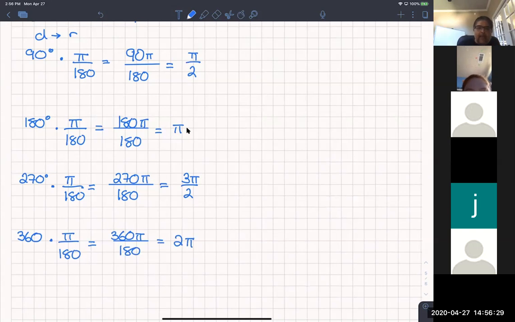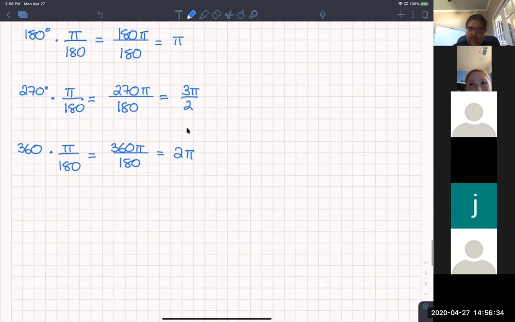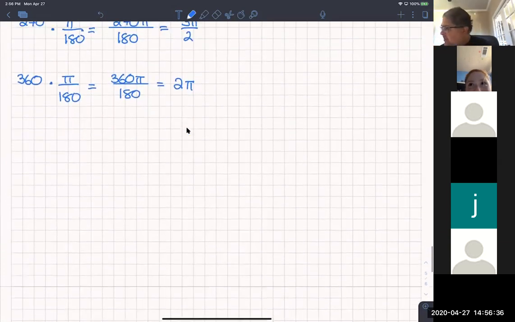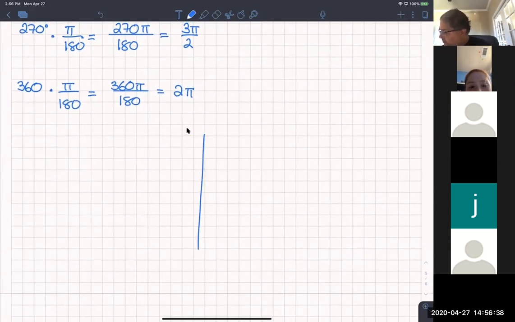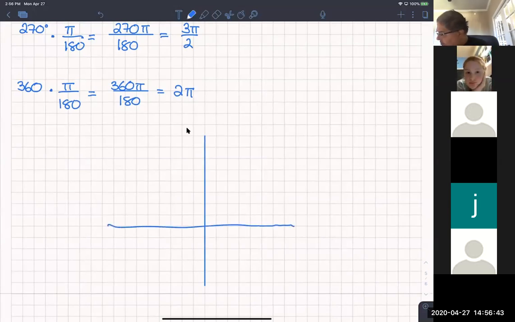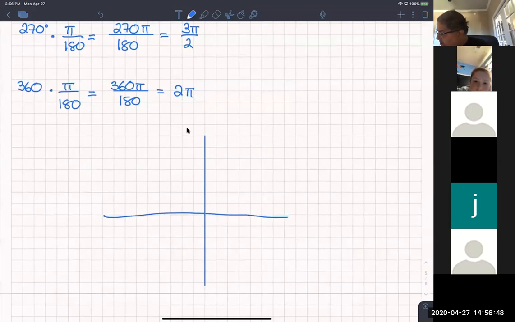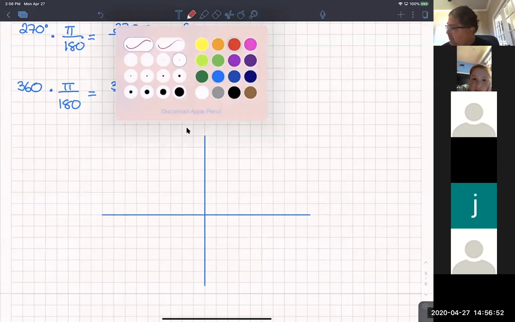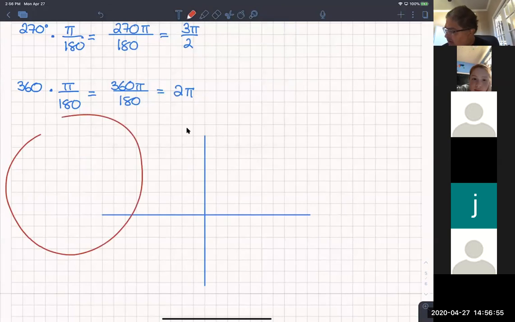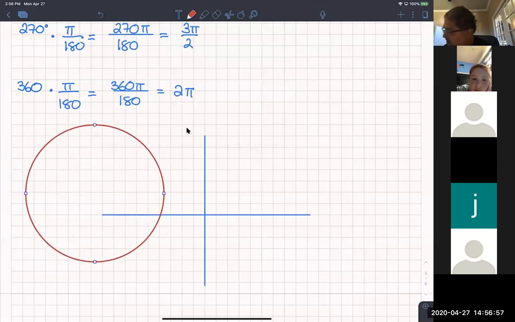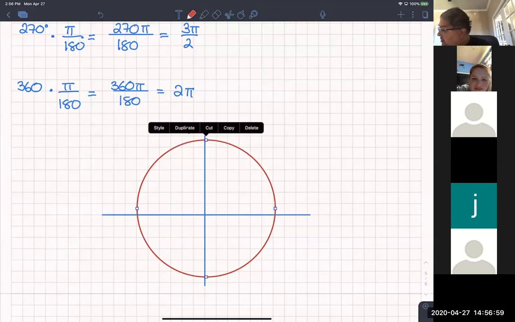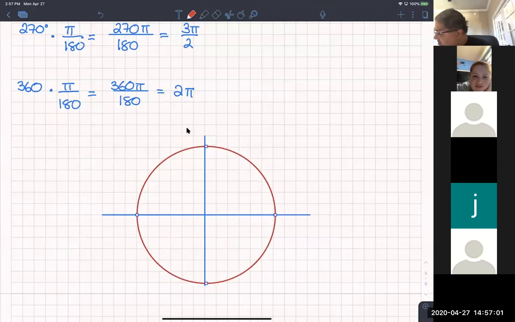That's 2 pi. Now, Maddie, how many degrees are in a circle? 360. 360, good. So let's do this. Let's take a coordinate plane. Now, what I'm going to do to this coordinate plane is put a circle on it, where the center of the circle is at 0, 0.